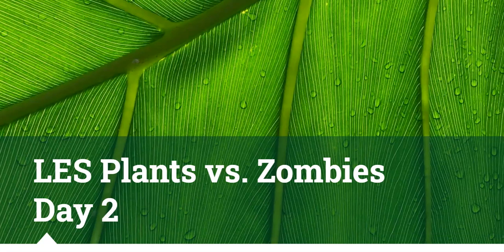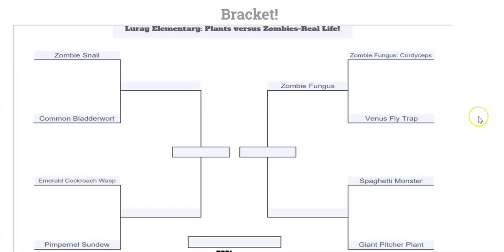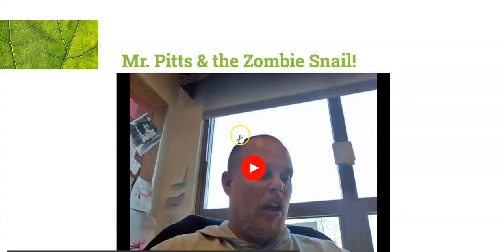Zombies. Today, we're going to take a look at the bracket. Yesterday, you voted on zombie fungus versus Venus flytrap. 75% of students, that means 3 out of 4 students, voted for zombie fungus. So that will move on to the next round. Today, we're going to take a look at zombie snail versus the common bladderwort. It's a terrible name, isn't it?